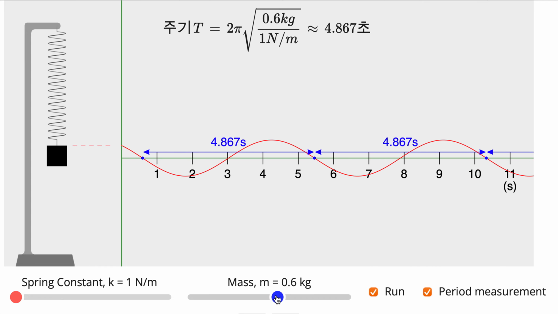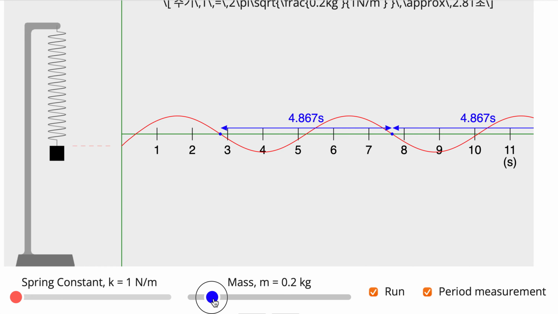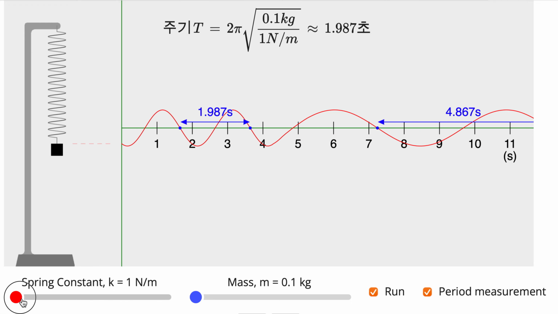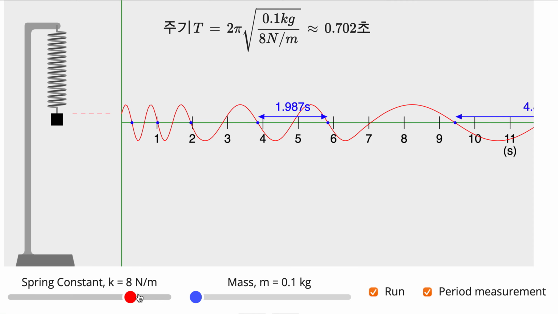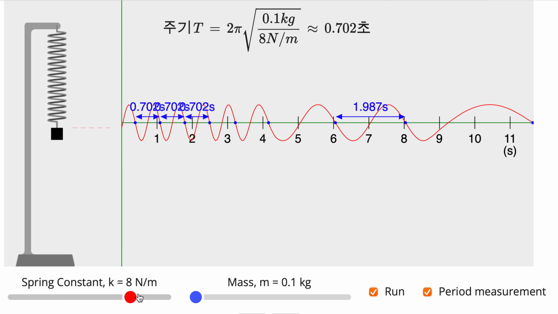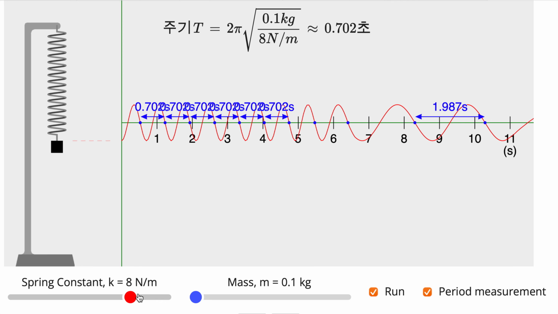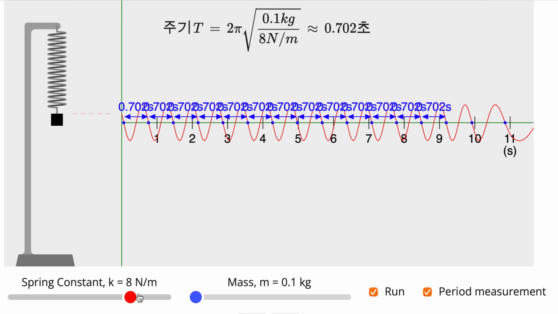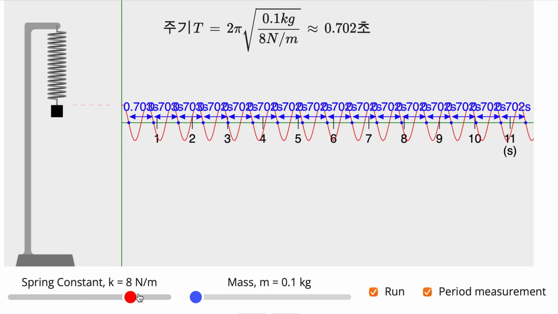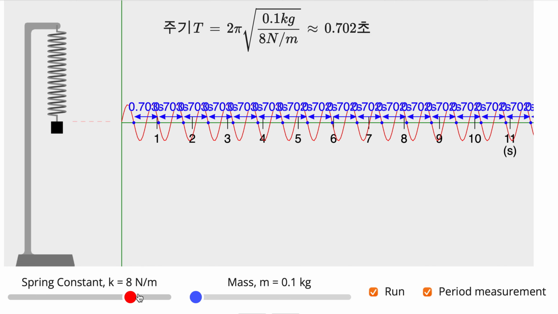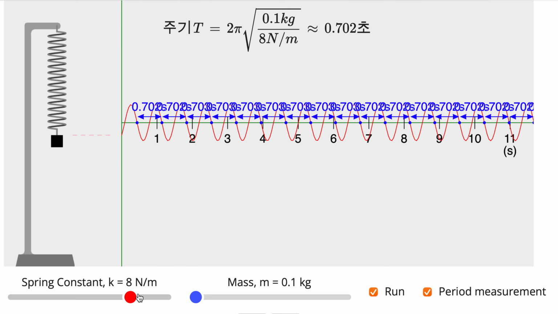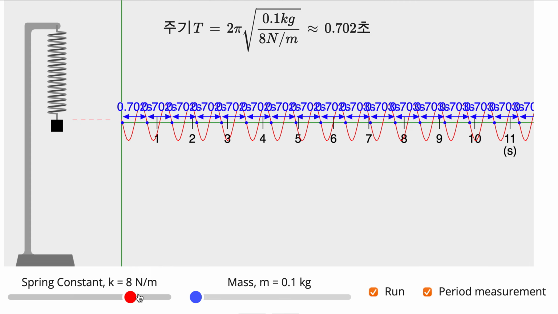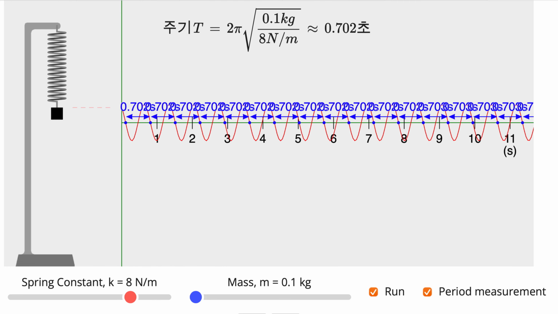And the other case, let's look at what happens to the stiffness of the spring. So now if I increase the stiffness of the spring, notice that the period becomes smaller. So that means that the stiffer the spring, the smaller the period, so the period is inversely proportional to the stiffness. Or an easier way to think about this is that the stiffer the spring, the higher the frequency, and the faster it's going to vibrate.